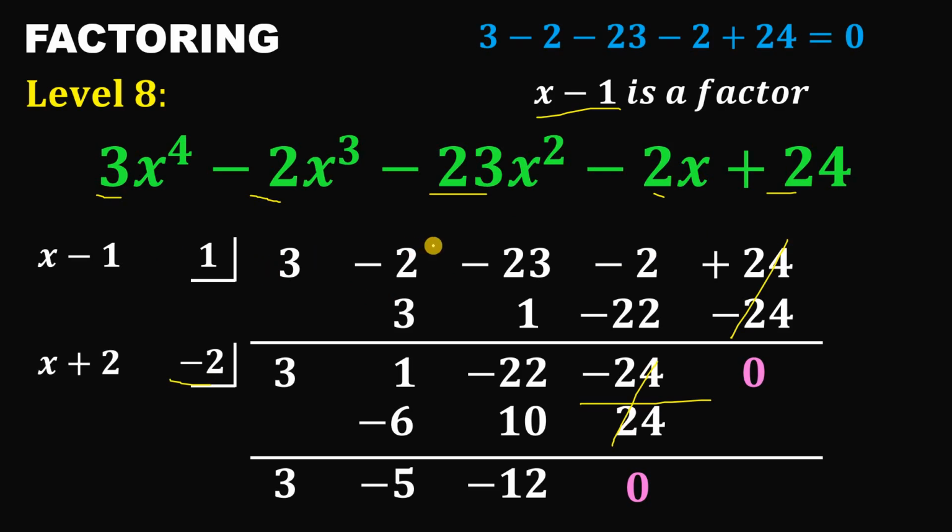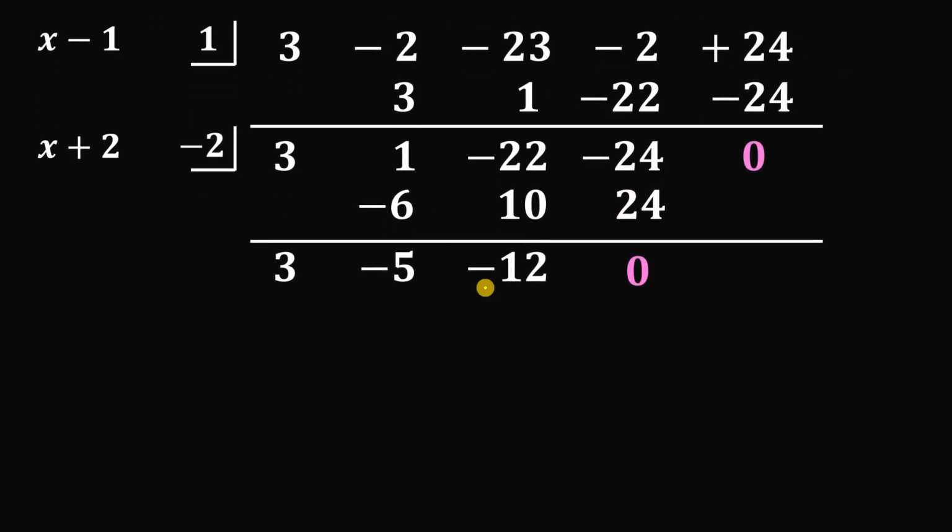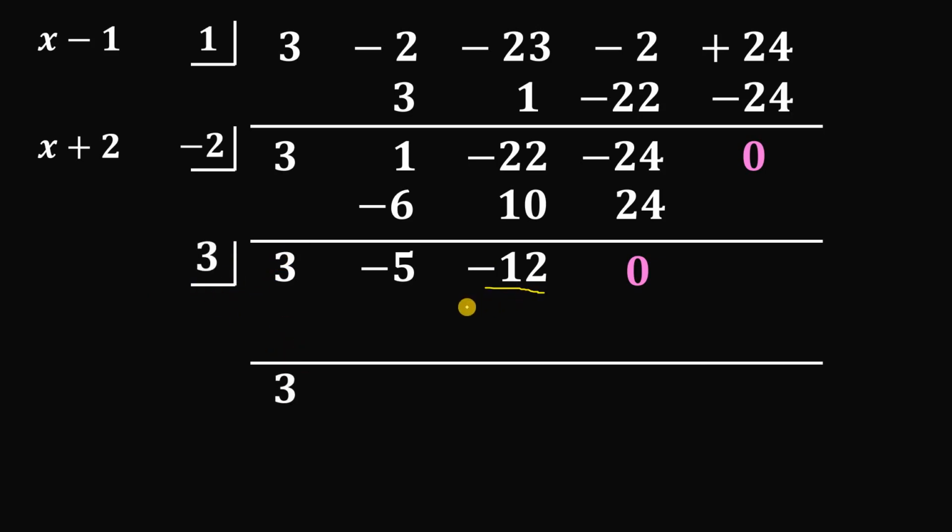Now, again, let's use continuous synthetic division. Now, let's think of a number or a factor of negative 12 that will make this 0. And we know this is just positive 3. So let's use positive 3. Bring down 3. 3 times 3 is 9. Negative 5 plus 9 is 4. 4 times 3 is 12. Negative 12 plus 12 is 0. It follows that x minus 3 is a factor of this expression.